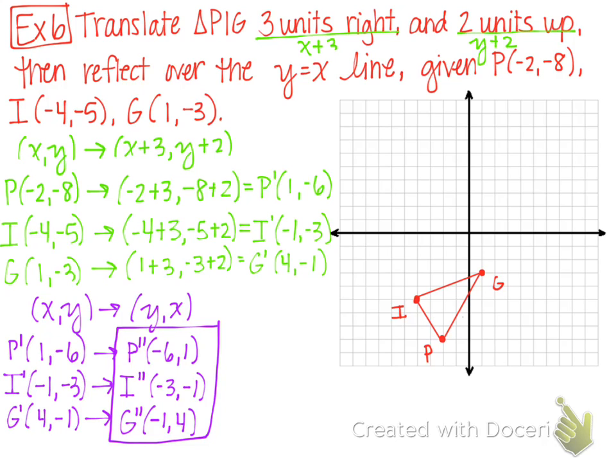And then for our final image, we have (-6, 1). So that one is P prime prime. We have (-3, -1), which is I prime prime. And then we have (-1, 4), which is G prime prime. So let's connect these points.